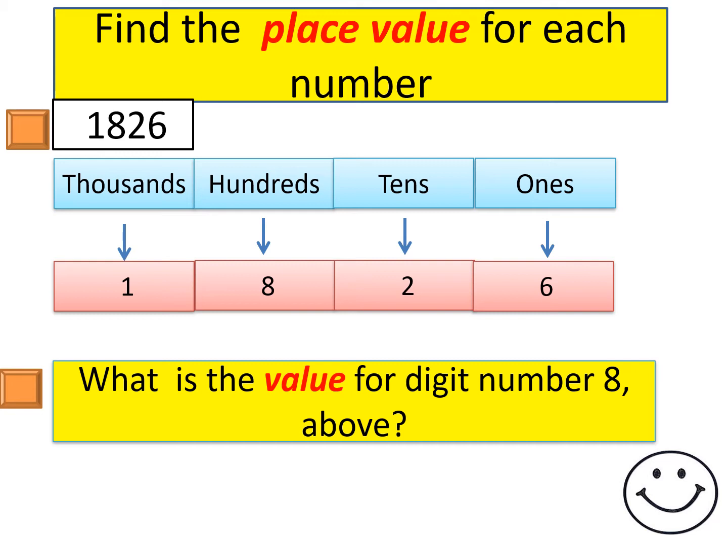Now, can you tell me the value for the digit 8 above for the number 1826? What is the value? Not place value, but a value. So the answer is 800. Good, you know already. Well done. Okay.